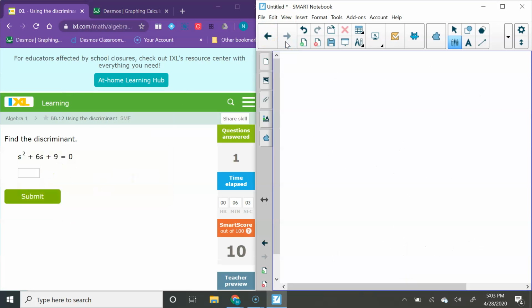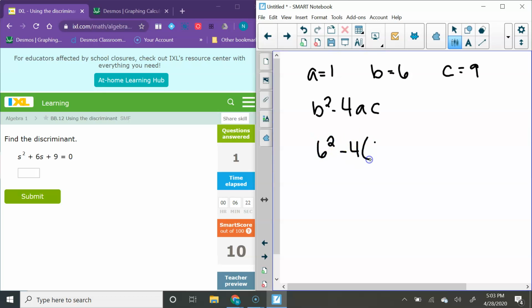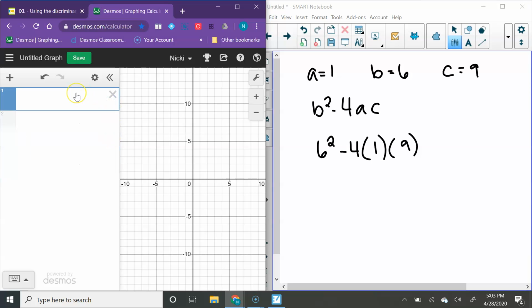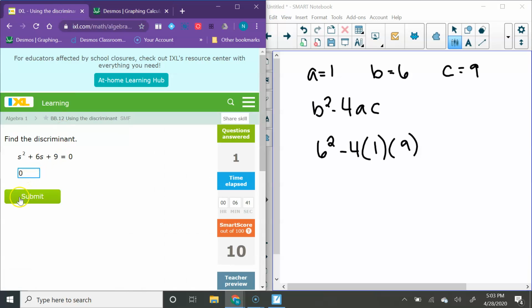Let's do the next one. In this case, our A is 1, our B is 6, our C is 9. And so b squared minus 4ac is going to be 6 squared minus 4 times 1 times 9. If we run over to Desmos here and do 6 squared minus 4 times 1 times 9, we're going to get 0. So we will have a discriminant of 0 here.